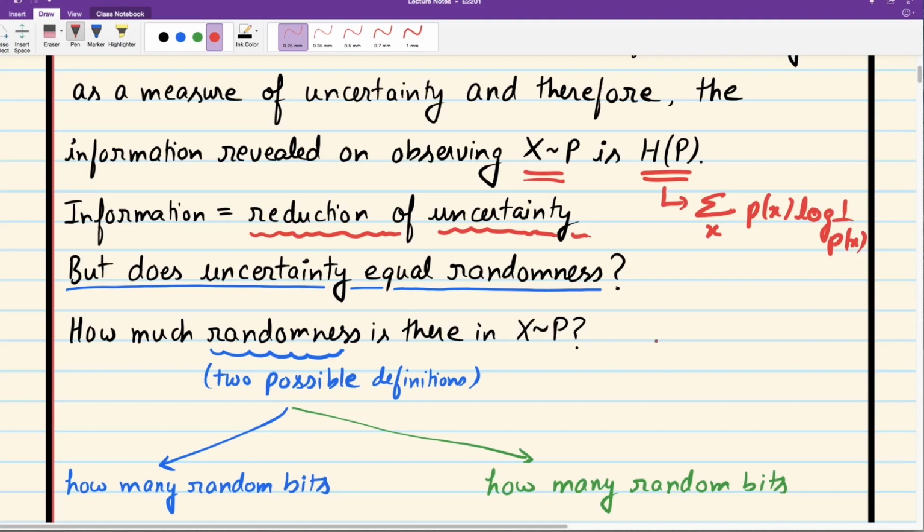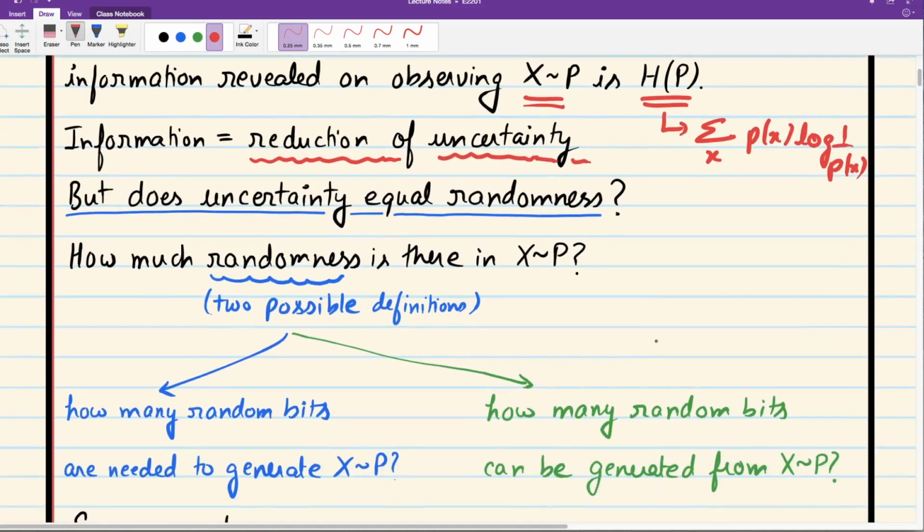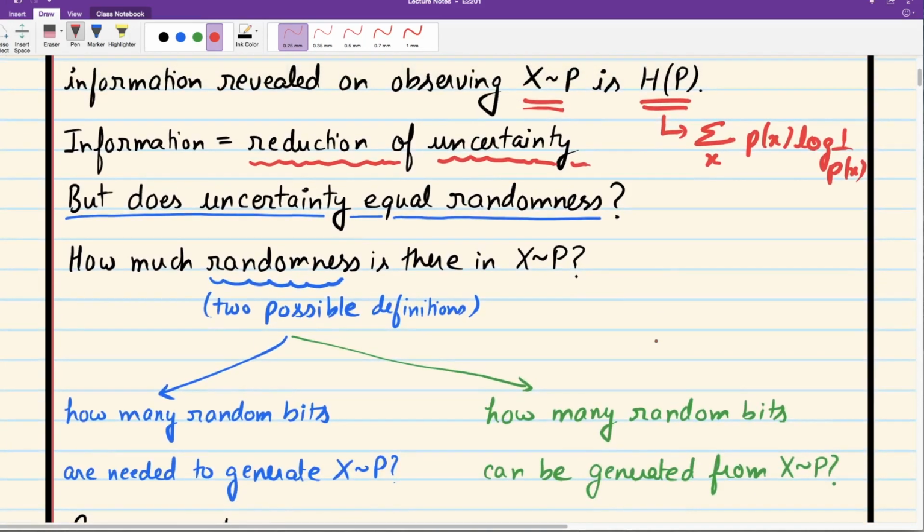Right. So there are two possible ways to measure how much randomness is there in a random variable x. What are these two possible ways? Here are these two possible definitions. First, you may ask how many random bits are needed to generate the random variable. So this random variable has a specified distribution and you want to generate it, but you only have perfect unbiased random independent bits available to you. How many such bits do you need to generate this random variable x?